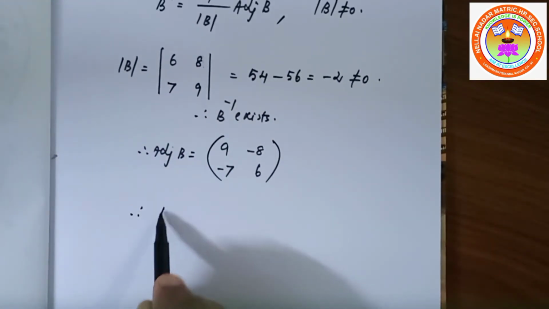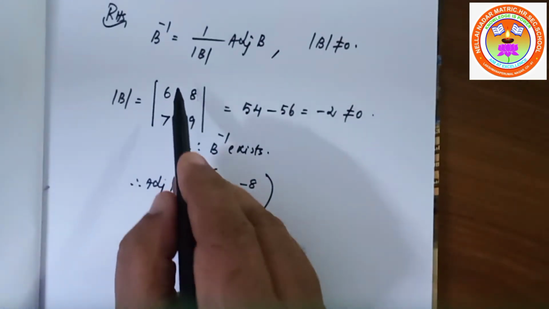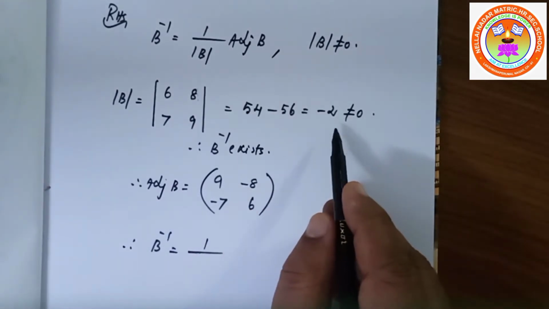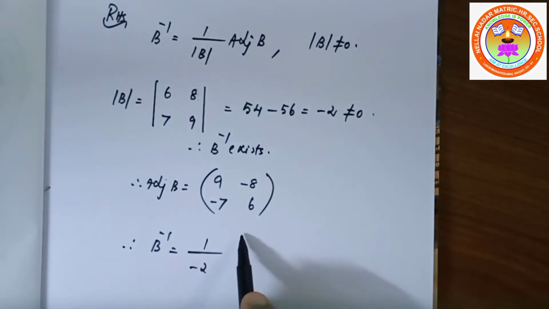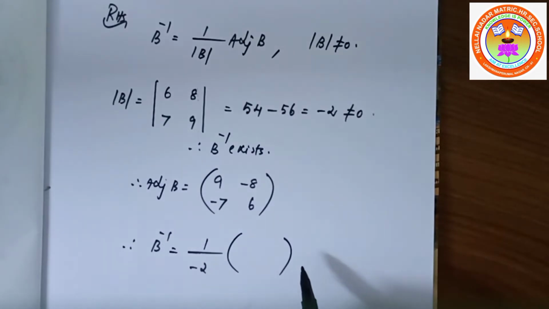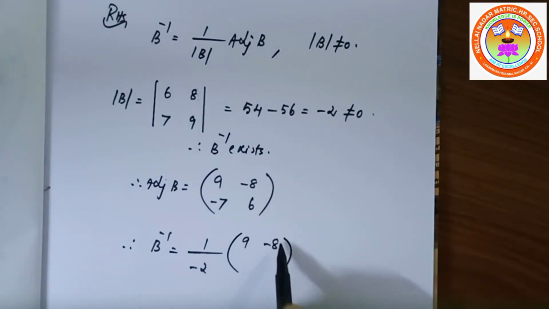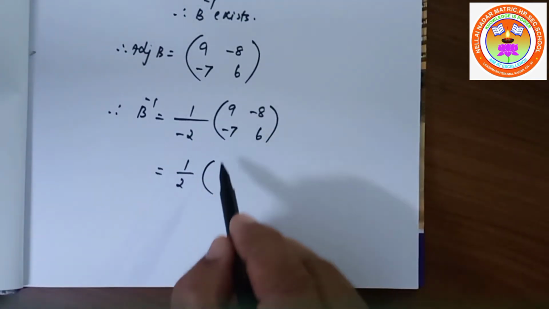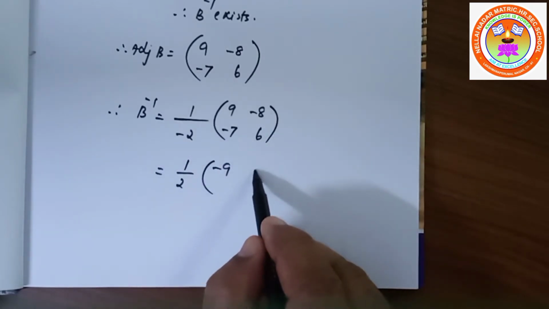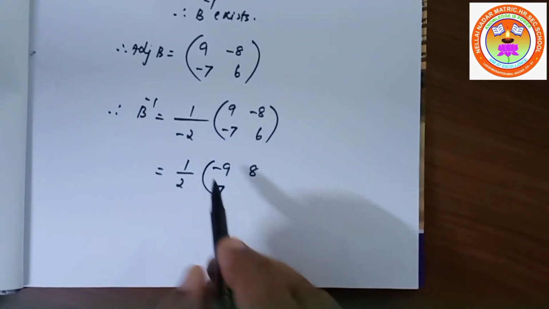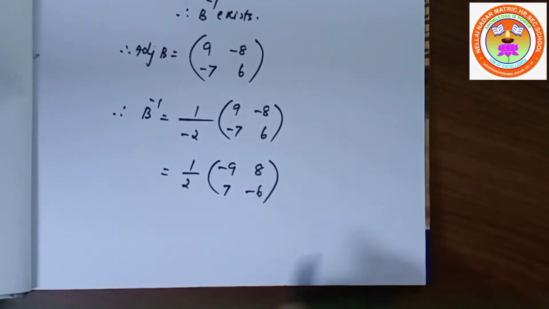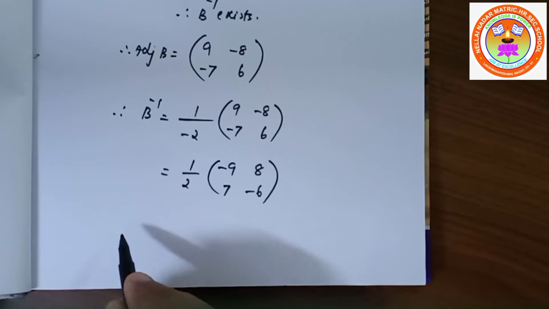Therefore, you can find B inverse. B inverse formula is 1 by determinant of B, that is minus 2, into adjoint of B. Adjoint of B is 9, minus 8, minus 7, 6. I retained 1 by 2 only, multiplied by minus: minus into 9 is minus 9, minus into minus 8 is plus 8, minus into minus 7 is plus 7, minus into 6 is minus 6. B inverse is over.